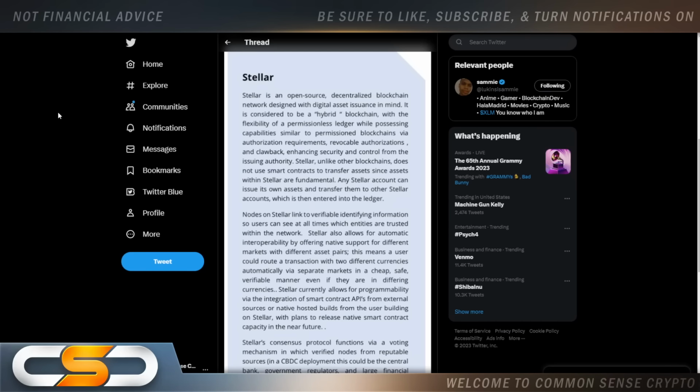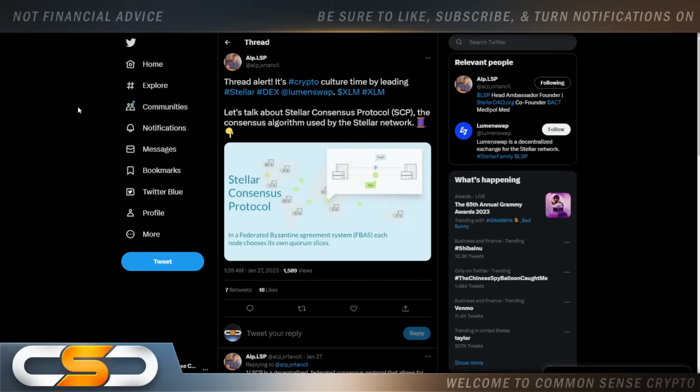Stellar is an open source, decentralized blockchain network designed with digital asset issuance in mind. It is considered to be a hybrid blockchain with the flexibility of a permissionless ledger, while possessing capabilities similar to permissioned blockchains via authorization requirements, revocable authorizations, and clawback, enhancing security and control from the issuing authority. Stellar, unlike other blockchains, does not use smart contracts to transfer assets, since assets within Stellar are fundamental. And again, it's one of the greatest cryptocurrencies out there today.